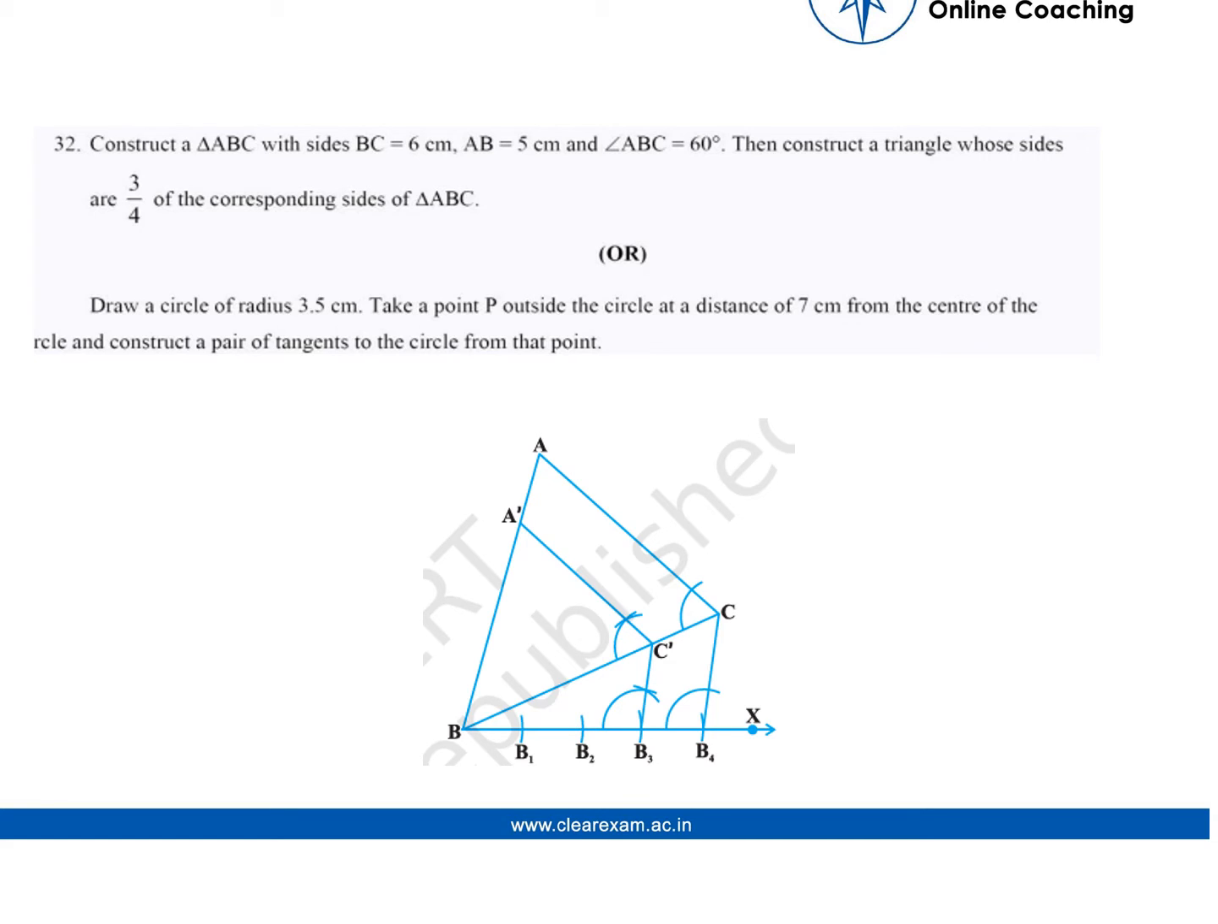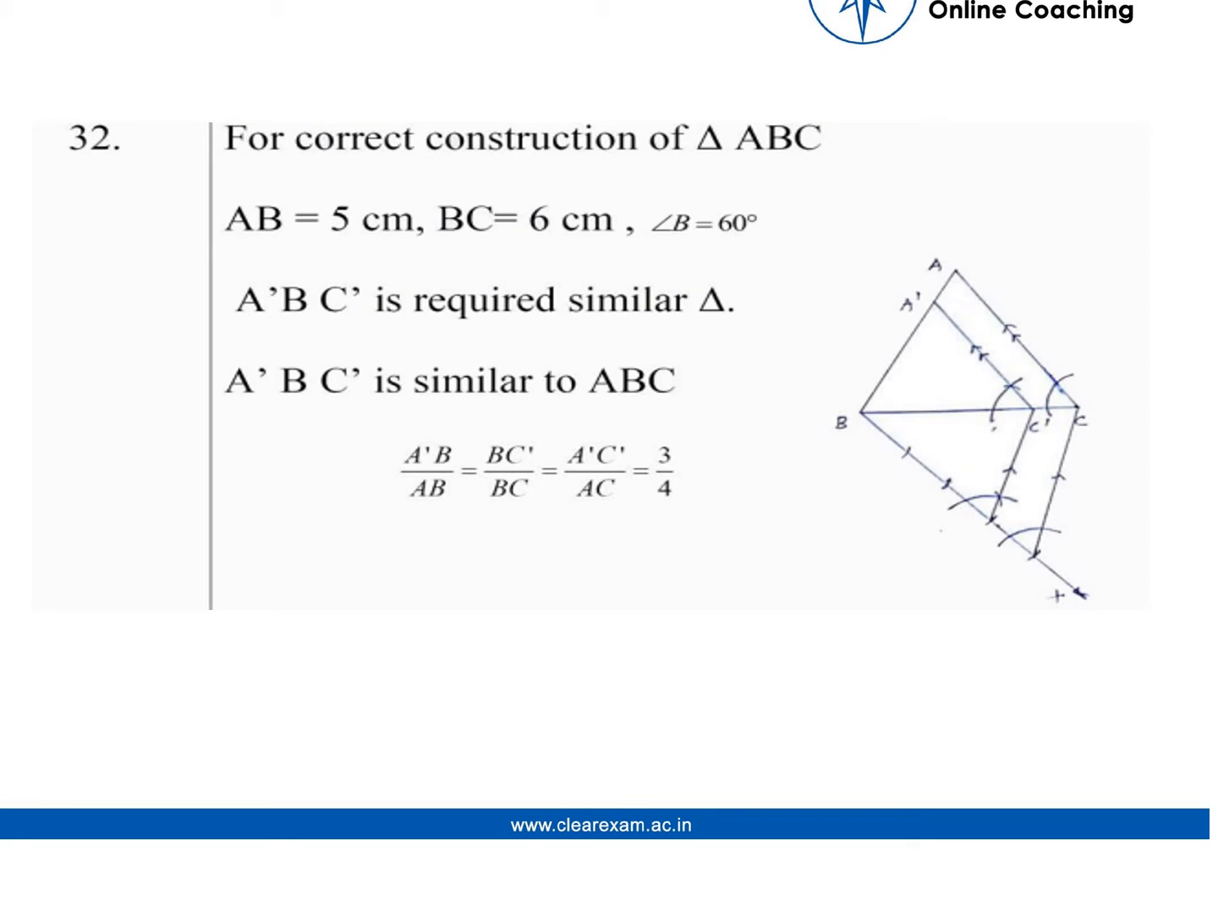We will use the diagram shown below in order to solve the first question. As we are given the dimensions of AB, BC and angle B, we will find the dimensions A dash B, B dash C and A dash C dash using the ratio provided to us.